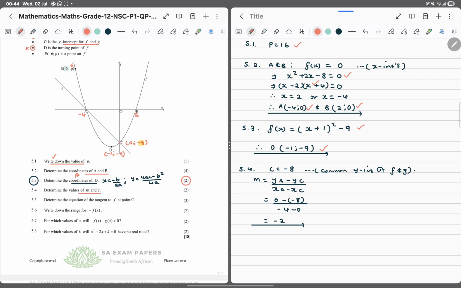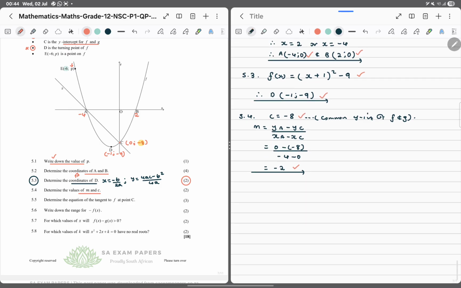Alright, so that is how many marks? Just 2, okay? What a strange thing. So 5.5. We now have to determine the equation of the tangent of F at point C.